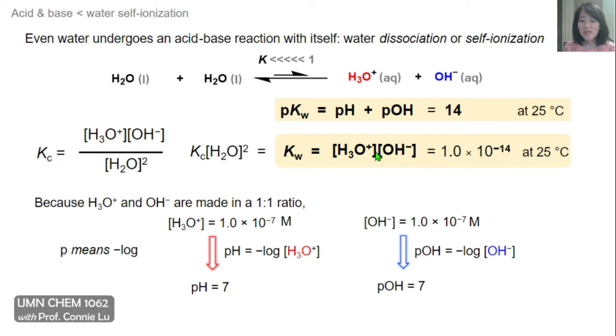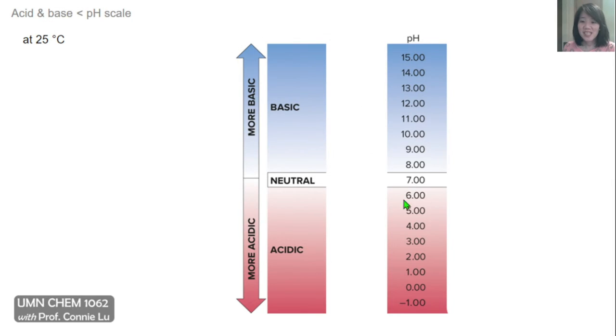So another way of thinking about this relationship is to think about it in terms of the minus log functions, where pKw is equal to pH plus pOH, and that equals 14 also at room temperature. So here's the pH scale, which normally goes from 0 to 14, but we've extended it a little bit further. We start at minus 1 to 15.